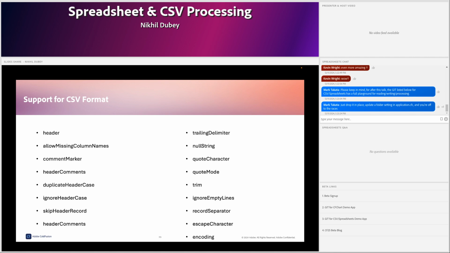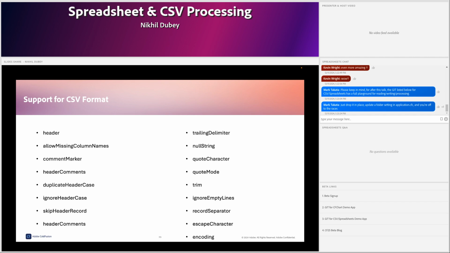Then you want to ignore the header case, because let's say some of the column names are in different case, like lowercase or uppercase, then you want to ignore that and treat that name as the same column name. Then whether you want to skip the header record or not. And then what you want to do with nulls in your data.